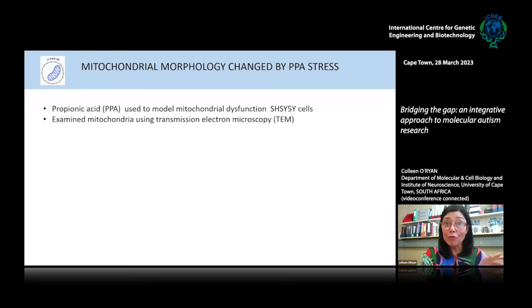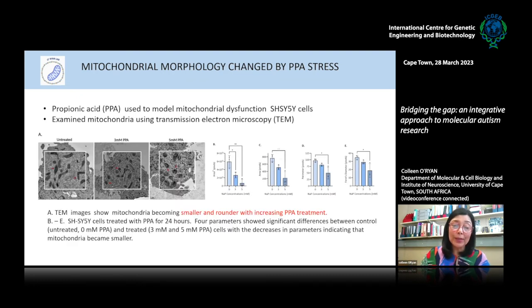So remember, mitochondria change shape. They get bigger or smaller, or they increase copy number. And what we can show, this work was done by a master's student, now a PhD student, this is transmission electron microscopy, we can show that when cells are treated with sodium propionate, mitochondria become smaller and rounder. And we've measured this looking at area, we looked at roundness, we looked at something called Feret diameter. So we can unequivocally show that increasing concentration of sodium propionate do indeed induce a mitochondrial dysfunction phenotype, and it changes mitochondrial shape. So that was very exciting for us.